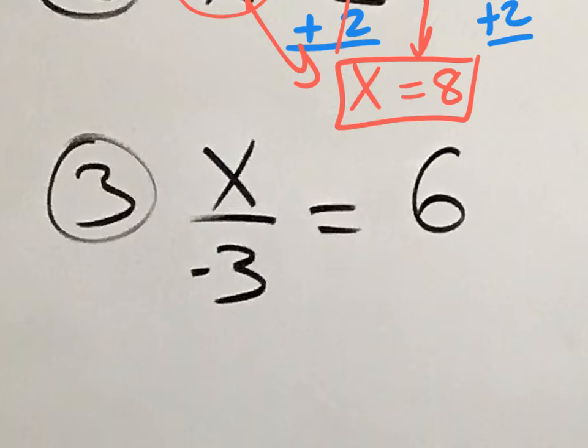Number 3. Multiply. Again, let's understand what this says. It says a number divided by negative 3 equals 6. Now think about that. If you say something logically like a number divided by negative 3 equals positive 6, then you know that this has to be negative. So what negative number divided by negative 3 will give you a positive 6? Negative 18 divided by negative 3 will give you a positive 6.